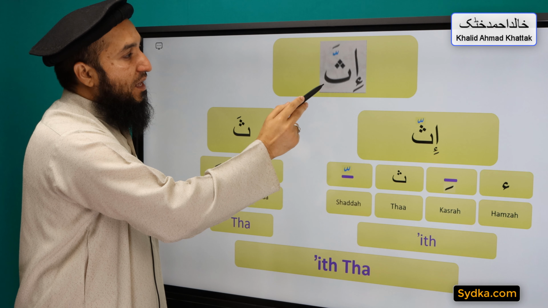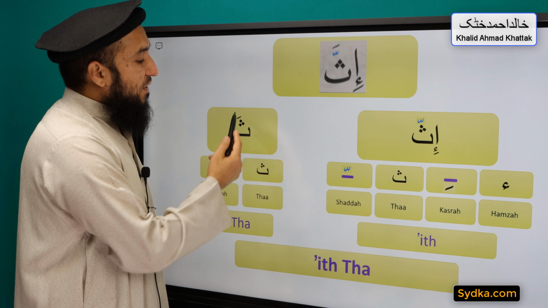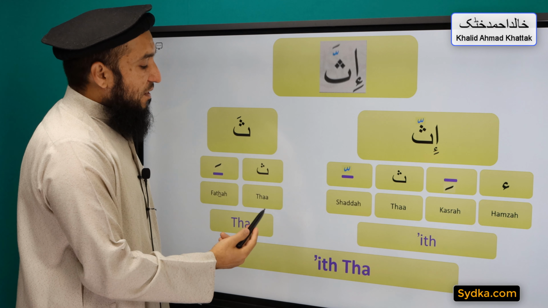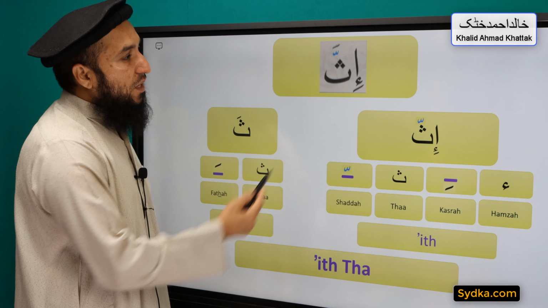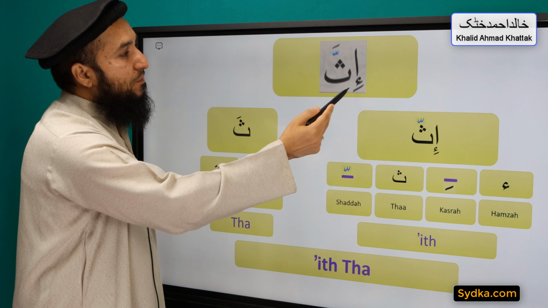Tha, fatha, tha. Combining both syllables together we have itha, itha, itha.